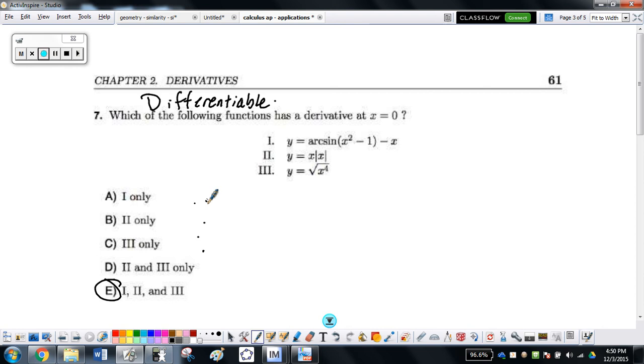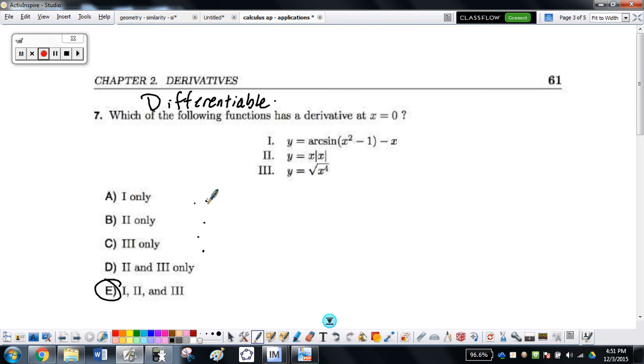So for a question like this, where it says has a derivative at a certain number, you only have to make sure it's differentiable at that one point. Yes. The rest of it does not matter. It's not, is it differentiable anywhere? Right. It's not, for what intervals is it differentiable, like it was in the review. This is simply at 0. Is there a slope at x equals 0?